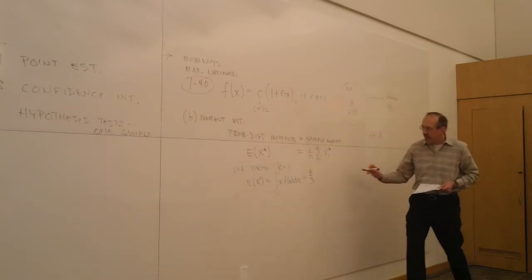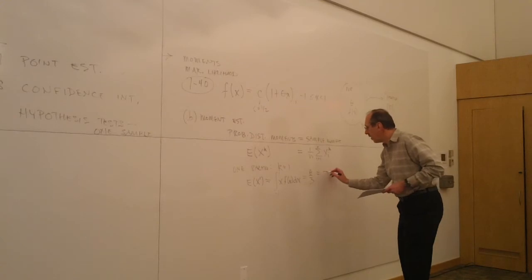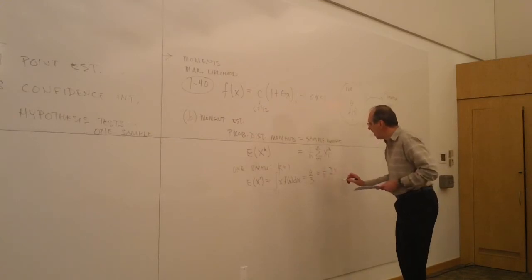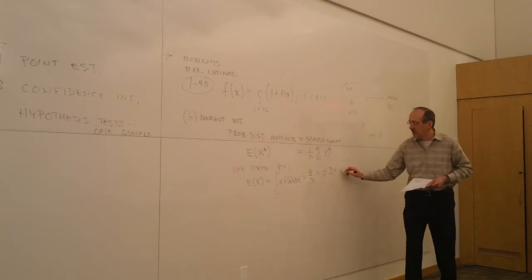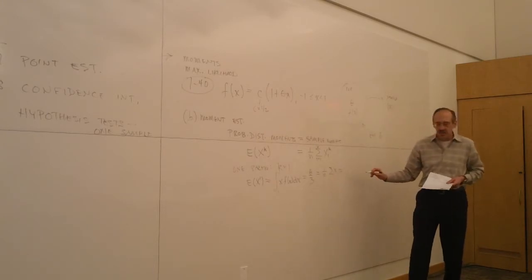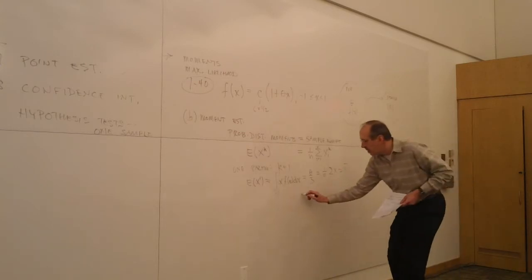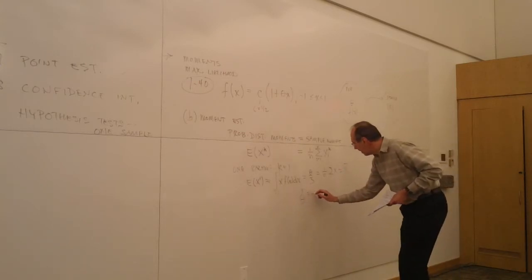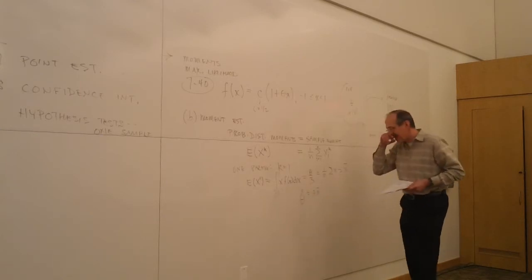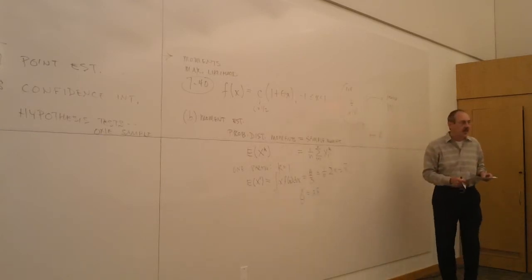Okay, then I set that equal to 1 over n sum of x. And what is this equal to? Sample mean, x bar. So that's easy. And so at the end of the day, my estimator theta hat is just equal to 3 times x bar. Okay. Yes?